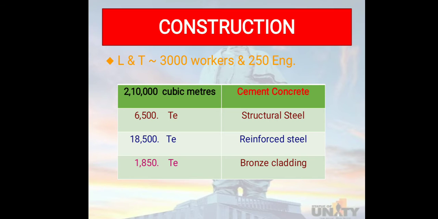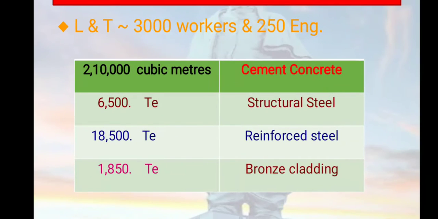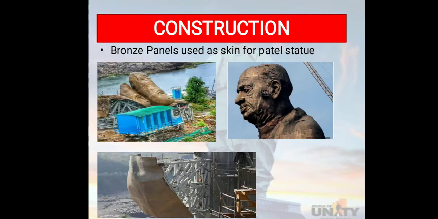The materials required for the construction of the statue are cement concrete, structural steel, reinforced steel, and bronze cladding. In this slide, we can also see the quantities of the respective materials required for the construction of the statue. Now, it is an interesting thing to know that the parts of the statue are covered with respective bronze panels. These bronze panels were imported from China through the sea route. This bronze acts like the skin of the statue.